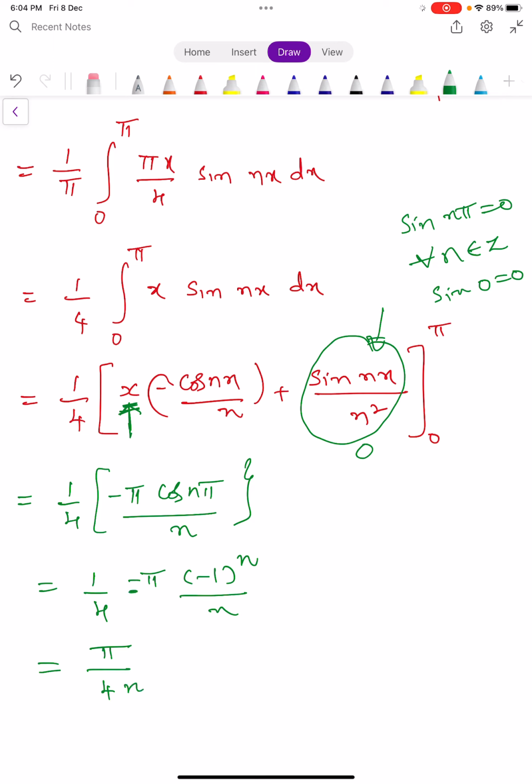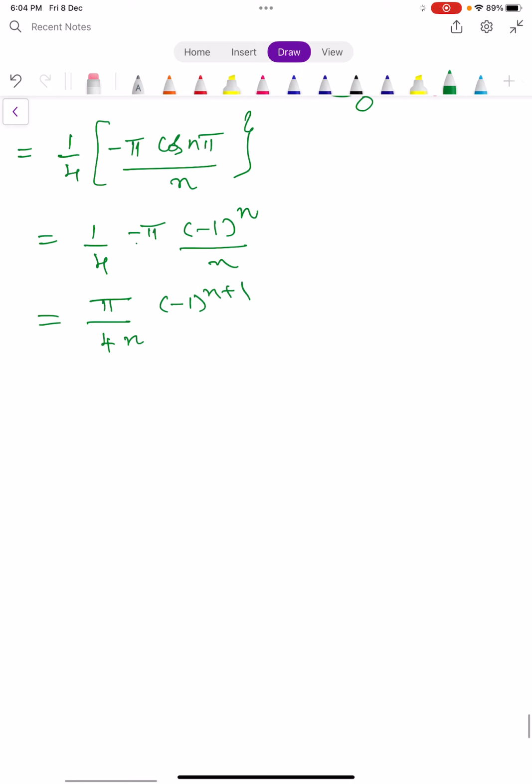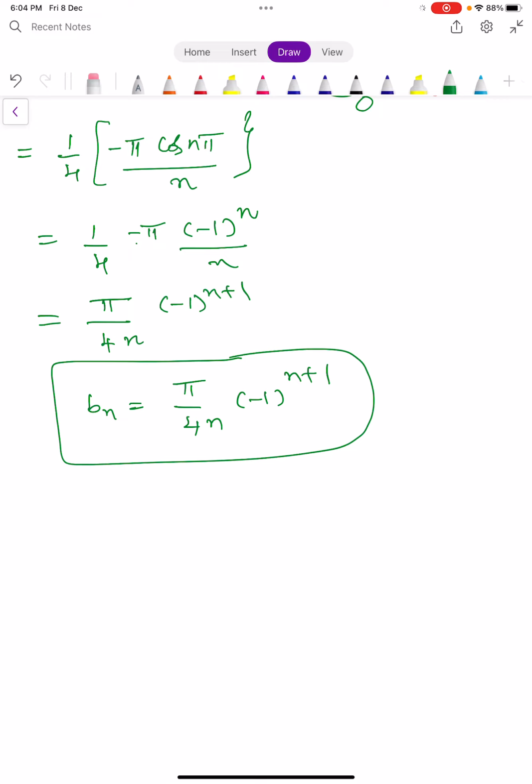Here it is 1 minus, and here it is minus 1 power n. So you can write minus 1 power n plus 1. So this is known as bn. Using all these values, bn is equal to pi by 4n into minus 1 power n plus 1.